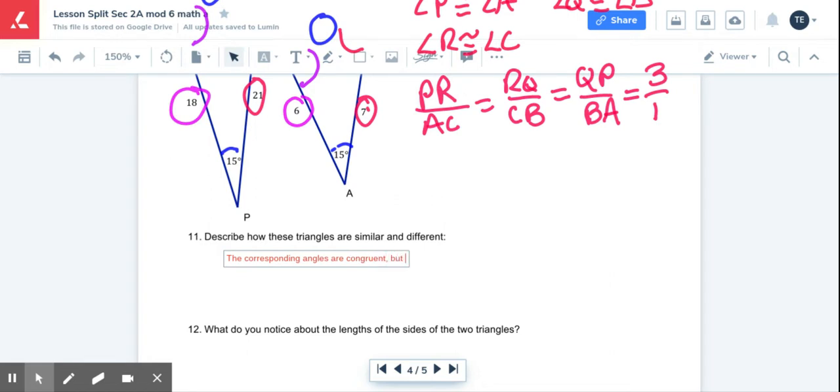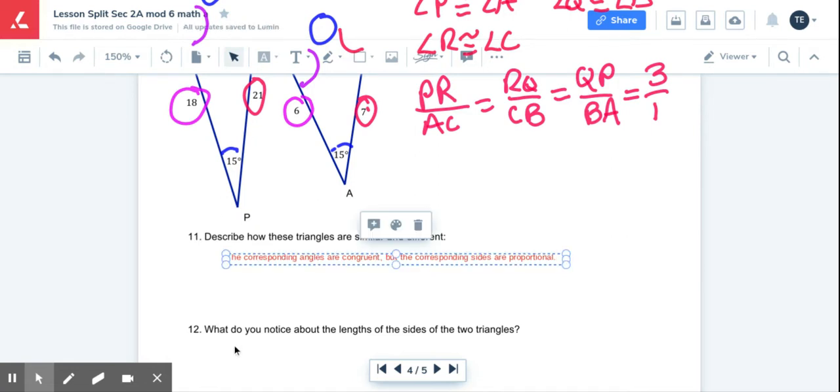But the corresponding sides, they're not congruent. They're proportional. The sides of one triangle were all 3 times bigger than the sides of the other triangle. Okay, what do you know about the lengths of the sides? I'm going to say exactly what I just did. The sides of one triangle are 3 times bigger than the other triangle.